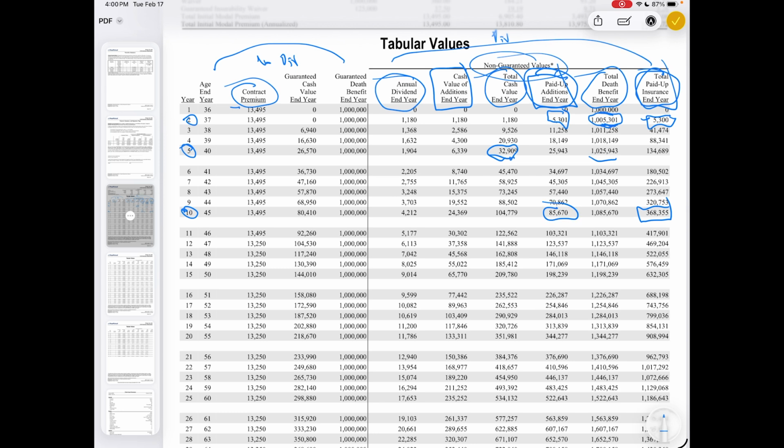And then, not easily expressed in this ledger, but if we simply deduct $85,670 from the $368,000, we'll have $282,685. That is basically a prorated amount of our original $1 million death benefit that remains in force if we put this policy into paid up status because we paid $13,495 for 10 years.